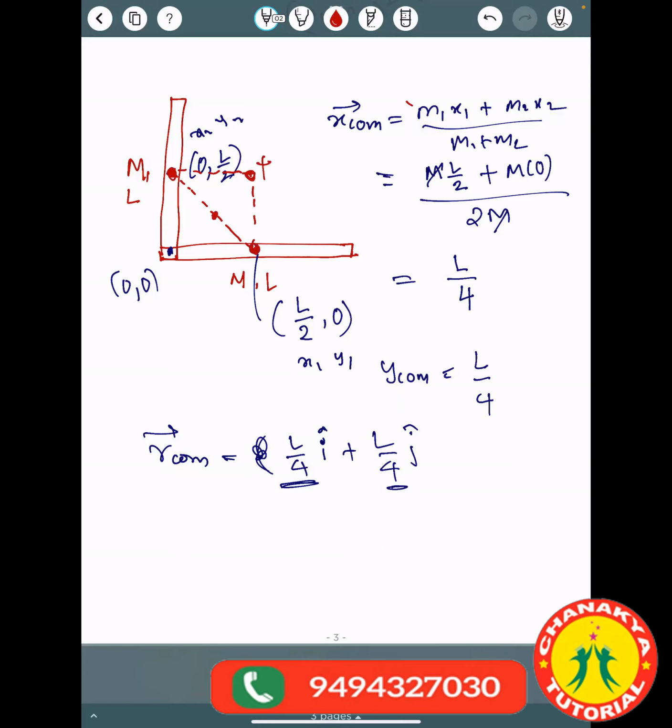What we did, we replaced this rod with a single point where its center of mass is. Again, we replace this rod with a single point where its center of mass is. Then we'll join them. So wherever they intersect, at that point the center of mass will be. Okay?